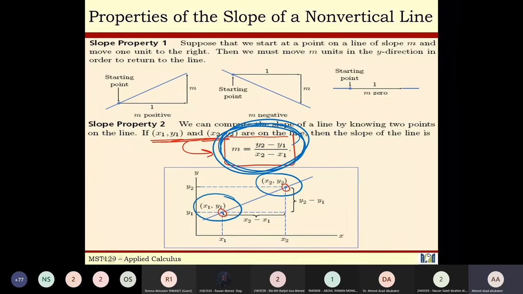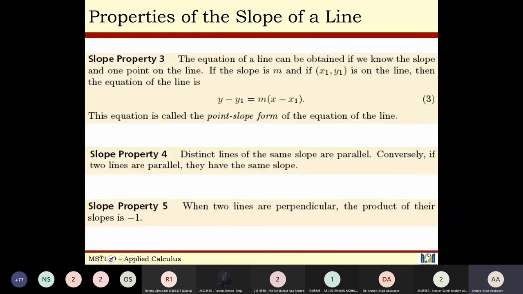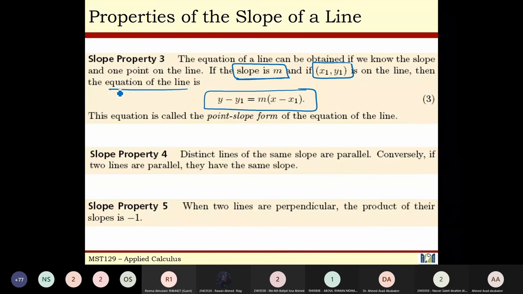Now, look at this. If given the slope and the point, this is given. Okay. We have the slope and a point. So we can use this formula to find the equation of the line. The equation of the line, we can find it by this formula. Okay, I put some exercises about this.